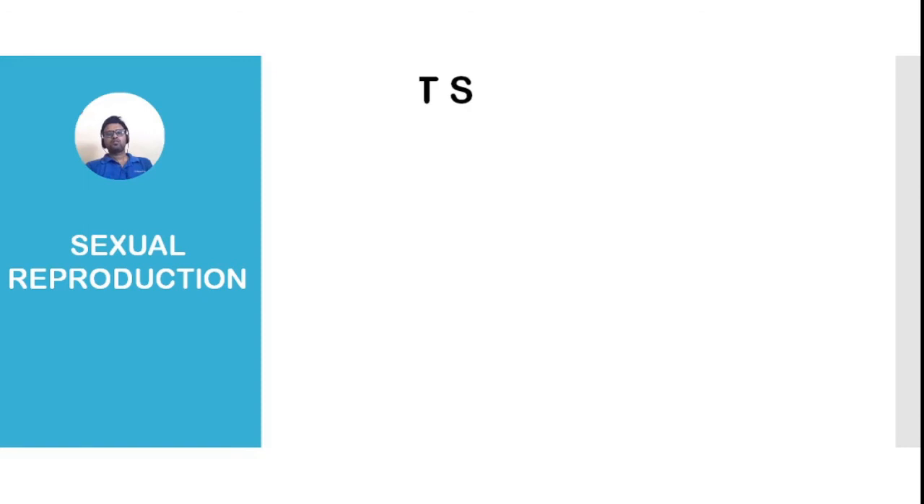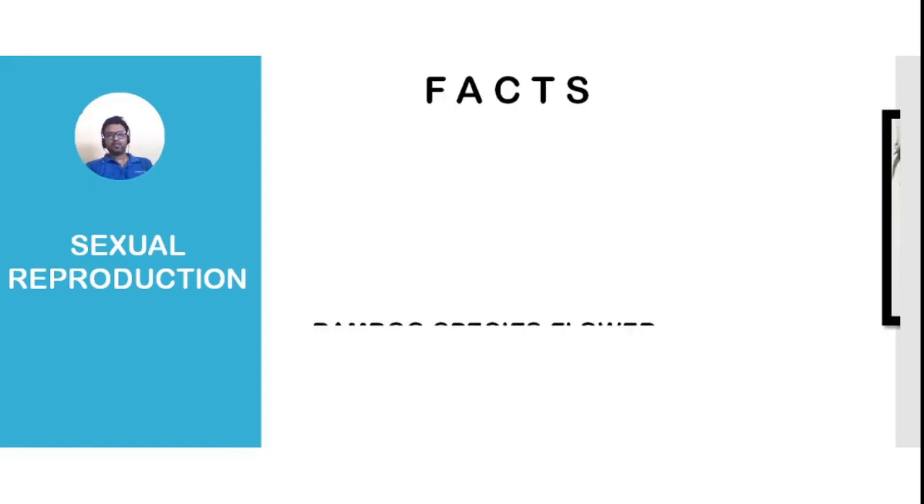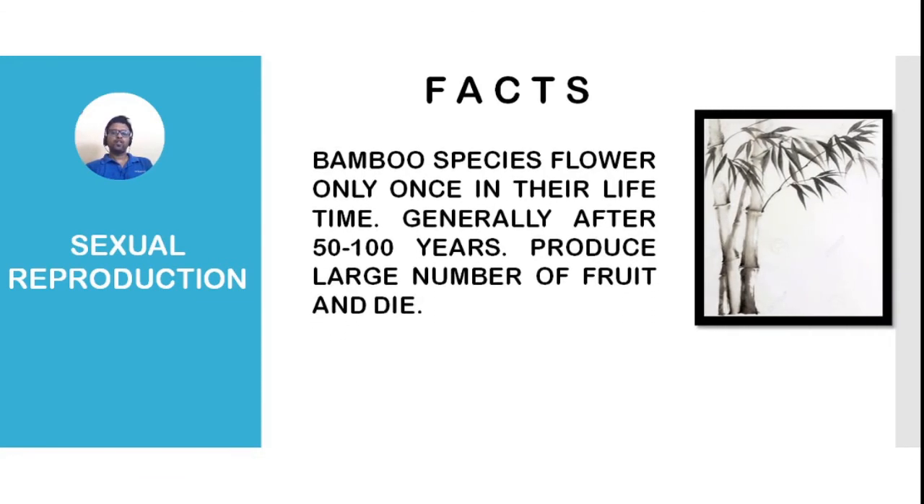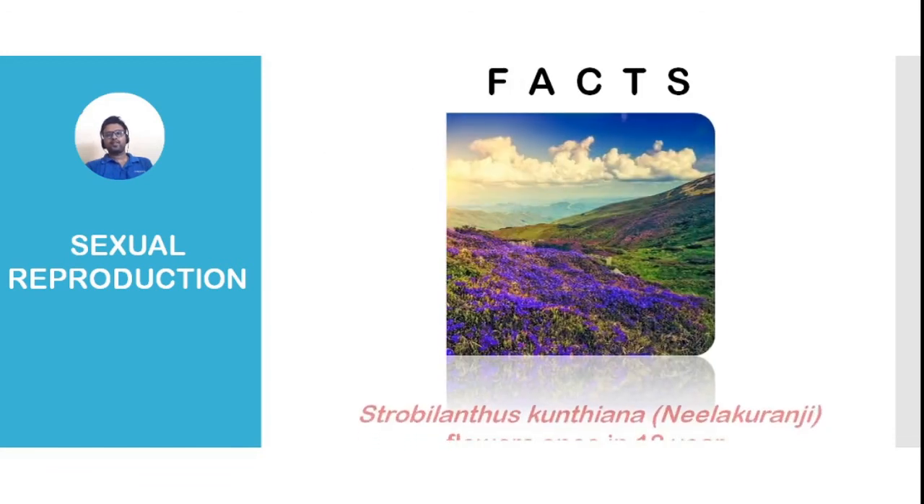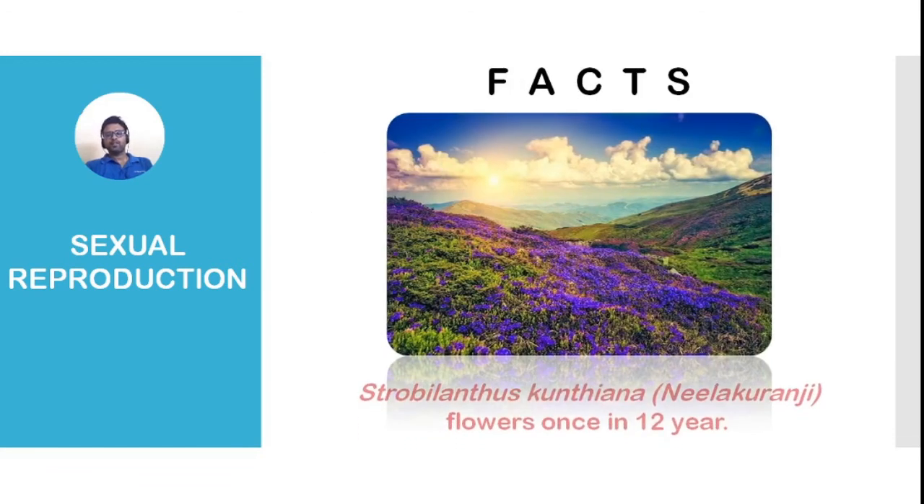Okay. Now some common facts. Bamboo species flower only once in their lifetime, generally after 50 to 100 years, and then they produce a large number of fruits and finally die. Another fact is, Strobilanthus kunthiana flowers only once in every 12 years. This flower is commonly known as Neelakurinji. The last time it flowered was in the year 2018.